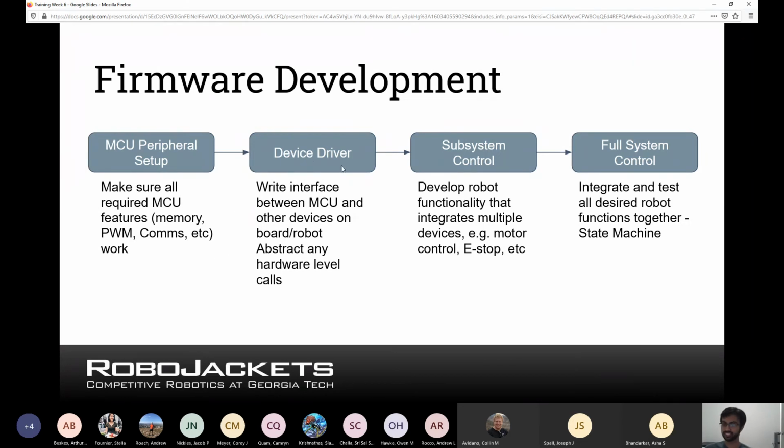Then you want to write device drivers. So for every chip on your board that you might need to communicate with, you're going to need to write a driver that makes it very easy to communicate with that.